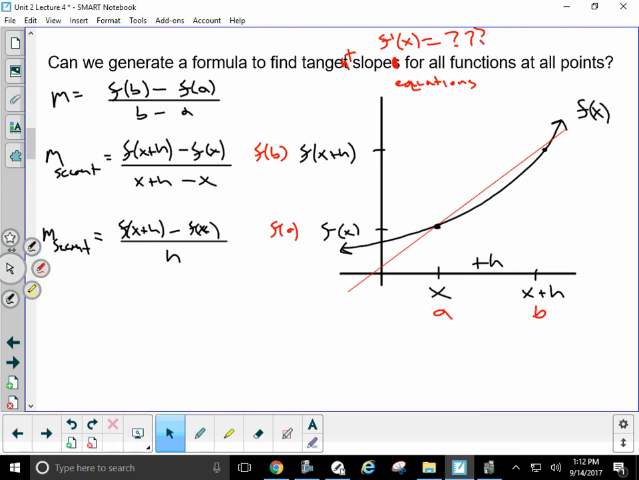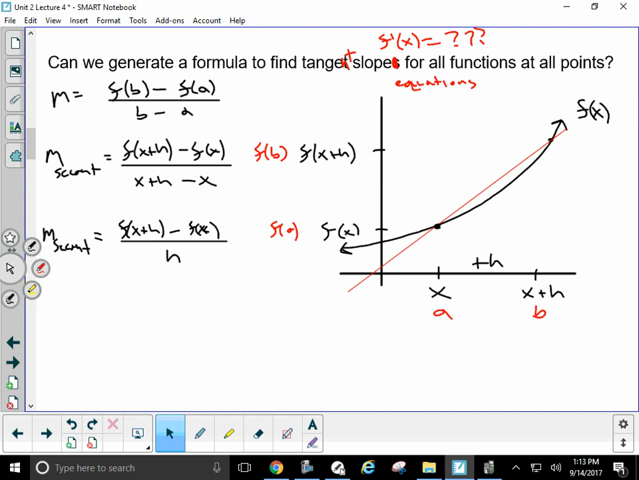I don't want a secant line. I want a tangent line, right at x. I need to take this point right here, and I need to move this point to be infinitely close to the other point. It can't be on top of it, because if it was, my slope would end up being 0 over 0. It's not going to exist. But I need to get it infinitely close.